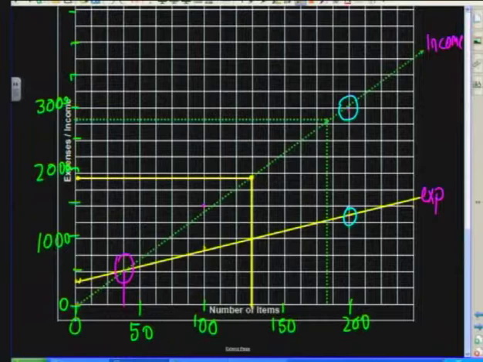Okay, and we see that her expenses, we've actually gone to the wrong graph. Let's undo that. We want her expenses. So 180 up to the expenses graph, and across from the expenses graph. And we see that it's about 1,250, give or take a little bit.